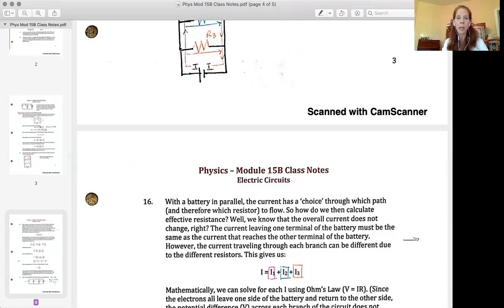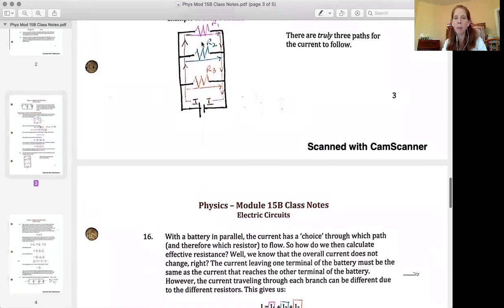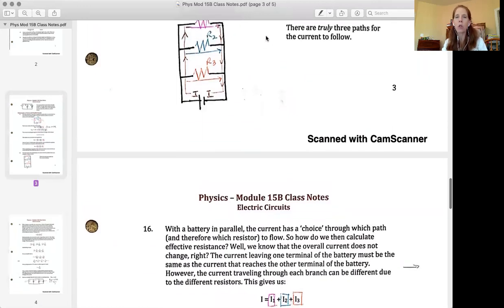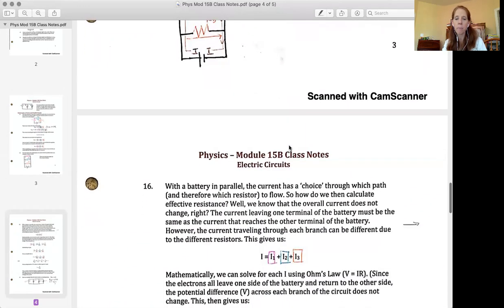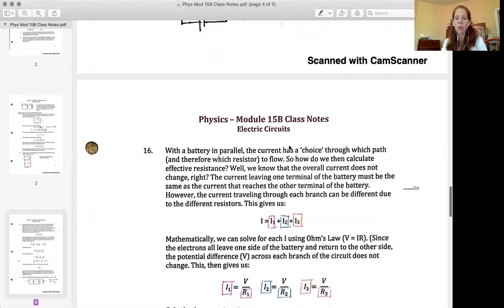Because if I start here with a certain number of charged particles and they all end up over here, I know that the total of them is simply going to be how many flow through this path, plus how many flow through that path, plus how many flow through that path. So in this situation, our total current will equal the current of the three paths. Okay? So we can solve.